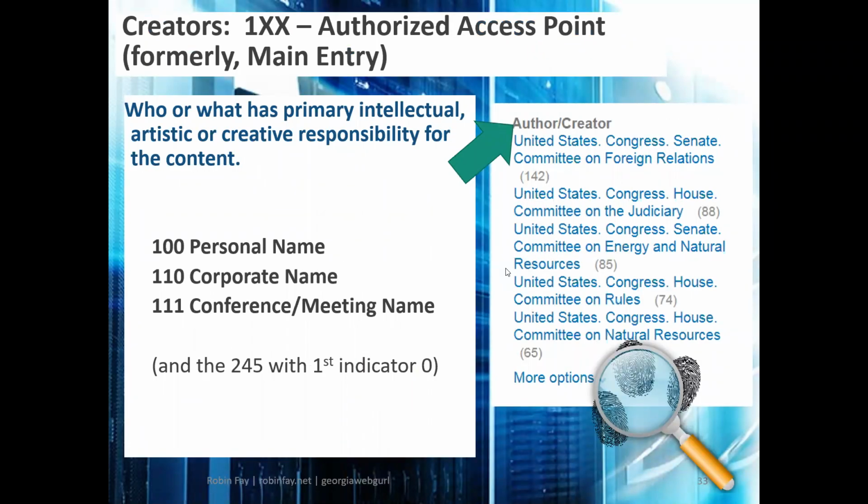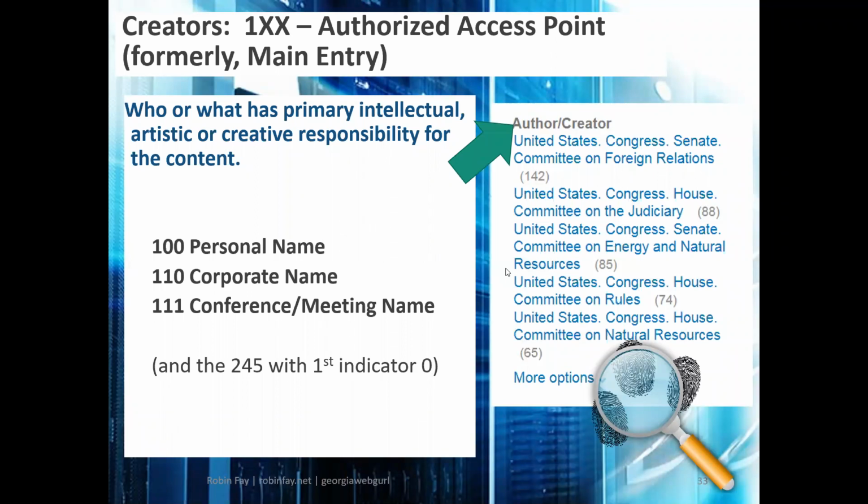The authorized access point, we used to call this main entry way back in the day. Some of us still occasionally call it main entry. This is who or what has primary intellectual, artistic, or creative responsibility for the content. This is the people who have made this thing that you are cataloging. 100 is a personal name, 110 is a corporate name, 111 is a conference or meeting.